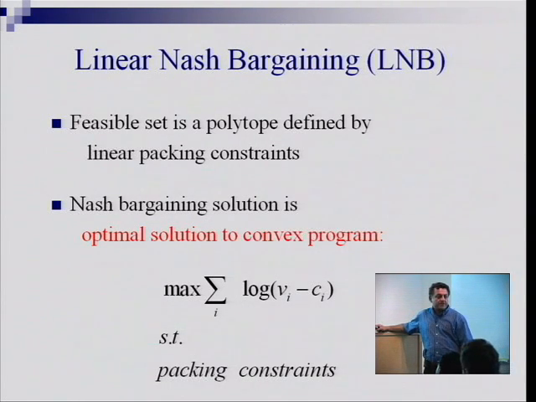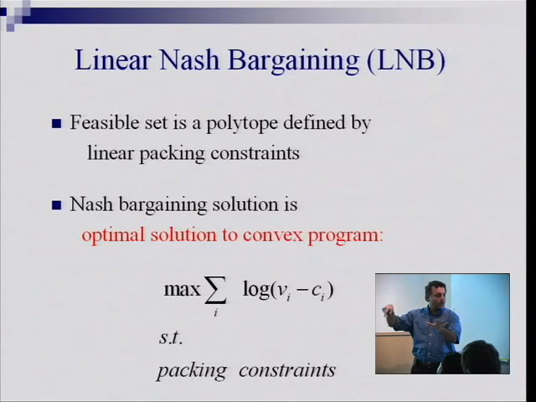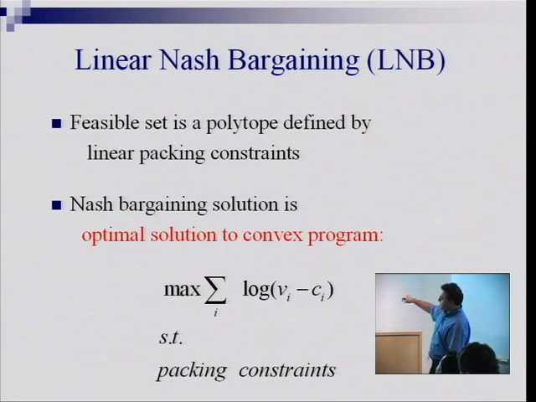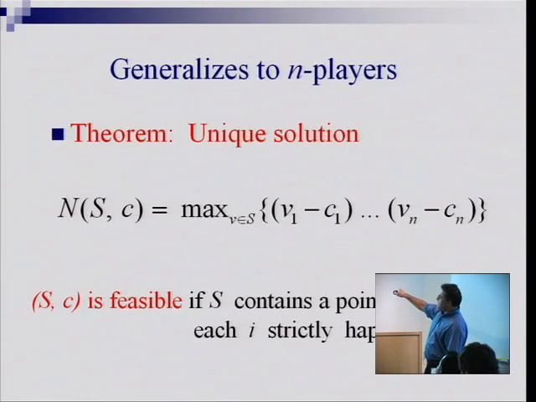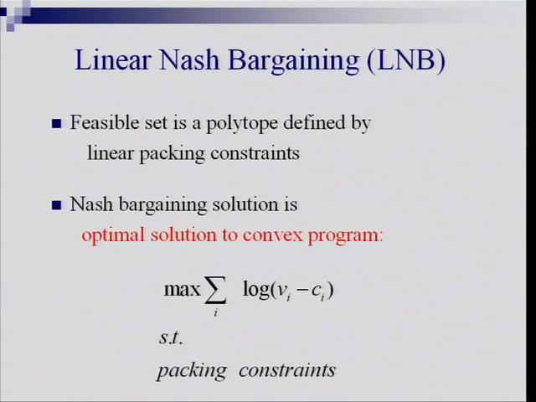So by linear packing constraints, I mean constraints of the kind less than or equal to, in which all the coefficients and the right-hand side are non-negative. And if so, the Nash bargaining solution is an optimal solution to this convex program, where instead of maximizing this product, I took its log, so that I get the sum of the logs of these terms, vi minus ci. And I have to maximize this objective function subject to these linear packing constraints, whatever they were.